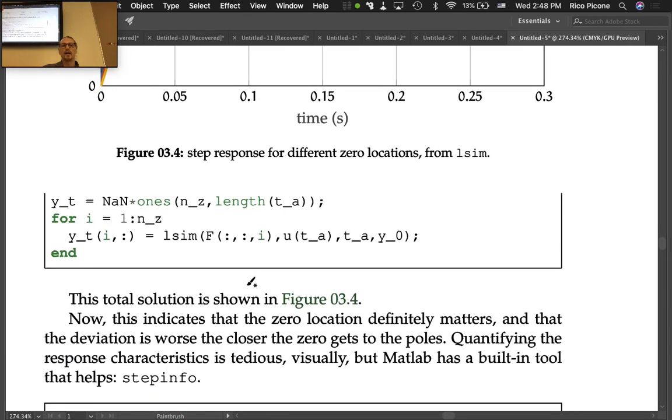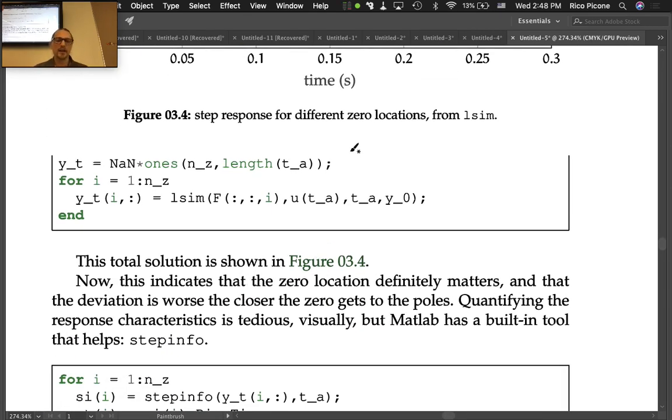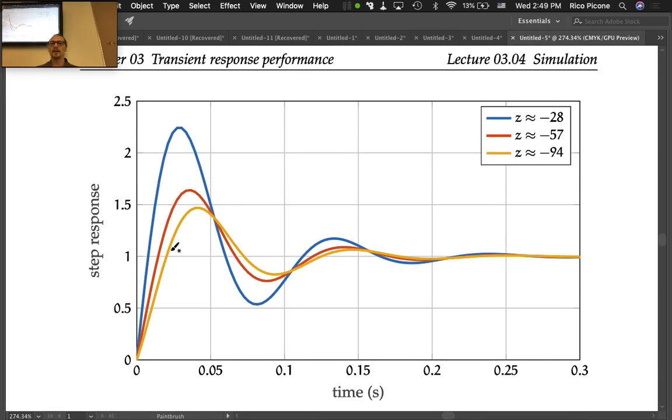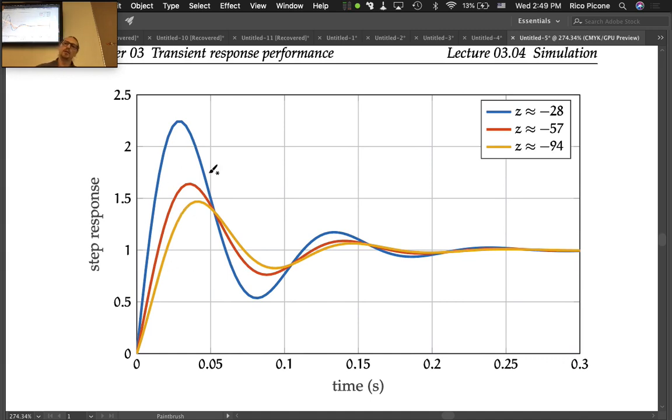And I go ahead and pre-allocate my array for the output to be, so for each of these 0 locations, I want to have an output simulation. So I loop through, I do an LSIM, I give it that system, I give it the input, I give it the time array and the initial condition, and I just loop through and get the output for each. And I end up with these 3 solutions.